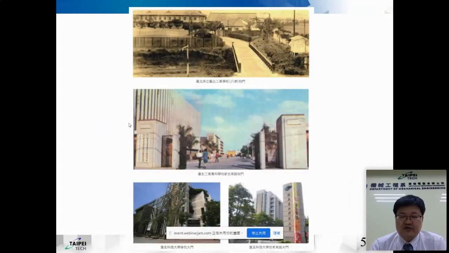Our university has a very long history. 100 years ago, that's the top picture of the entrance of the university. After 50 years, or 40 years before, that's a newer image of the entrance. And the bottom one is the current entrance door of the university. So you will see the change time by time.